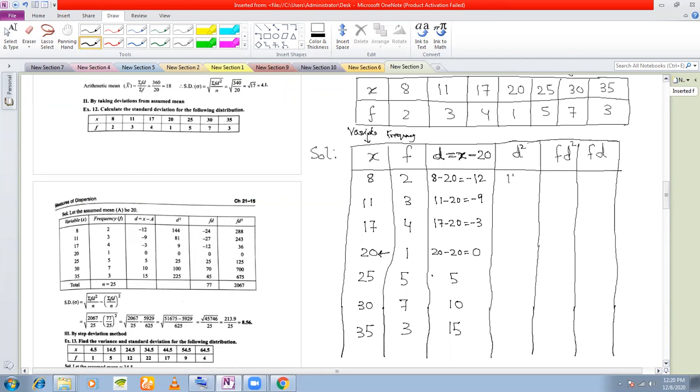Now the next column is for the square of the deviations. Minus 12 square is 144. Minus 9 square is 81. Minus 3 square is 9. This is 0. This is 25. This is 100. And this is 225.